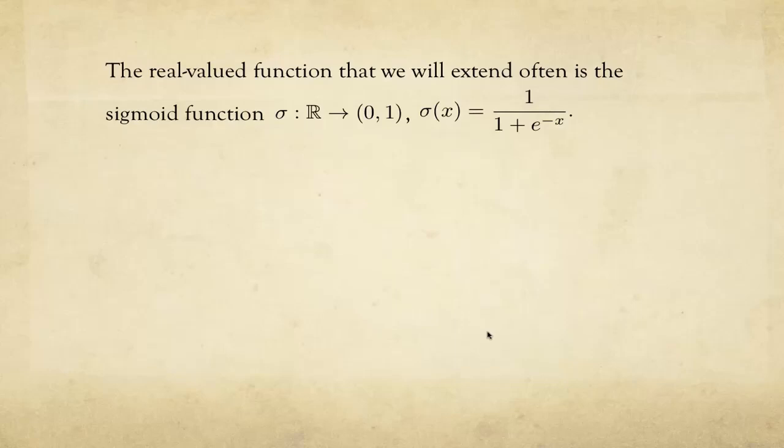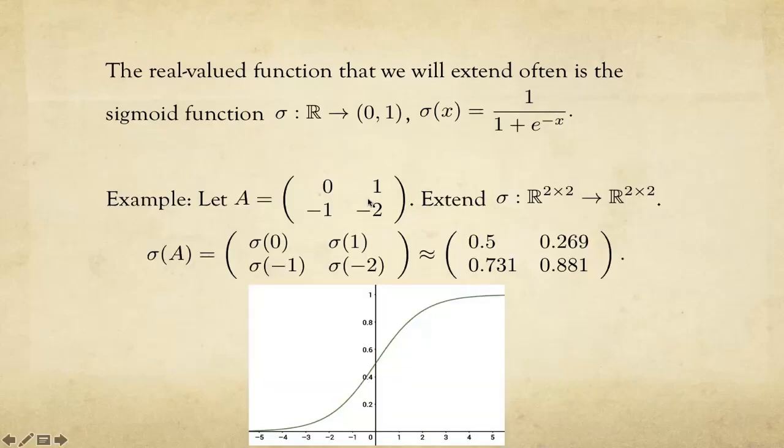So for example, we saw the sigmoid function, we can extend it. If we have a 2 by 2 matrix, then we can extend sigma into a function from R2 by 2 to R2 by 2. The way we do it, we're just going to do it component-wise. So sigma of A is sigma of 0, sigma of 1, sigma of -1, sigma of -2, and that's the output. It takes a matrix and outputs a matrix of the same dimension. Sigmoid won't change the dimension.